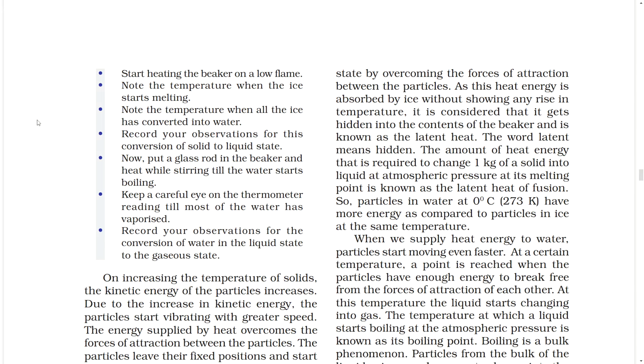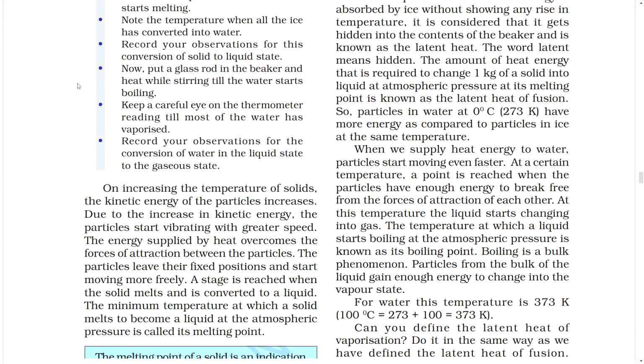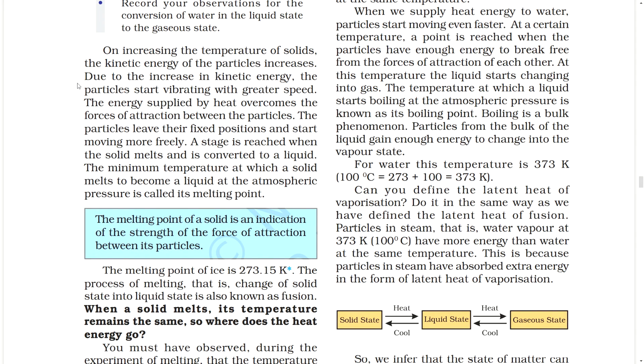Boiling is a bulk phenomenon. Particles from the bulk of the liquid gain enough energy to change into the vapor state. For water, this temperature is 373 K. 100 degrees C equals 273 plus 100, equal to 373 K.